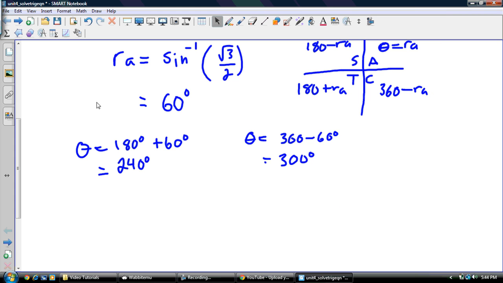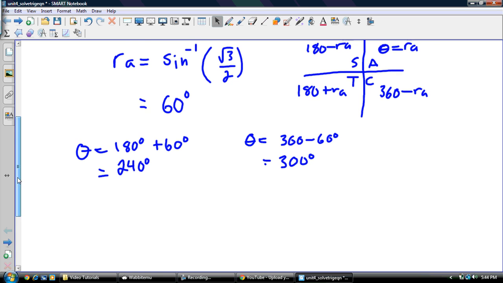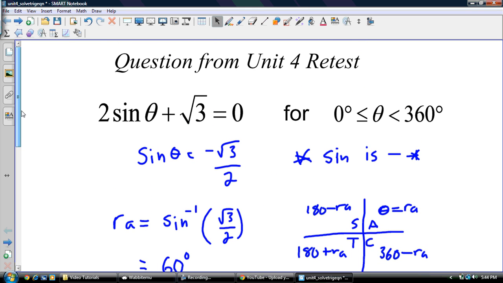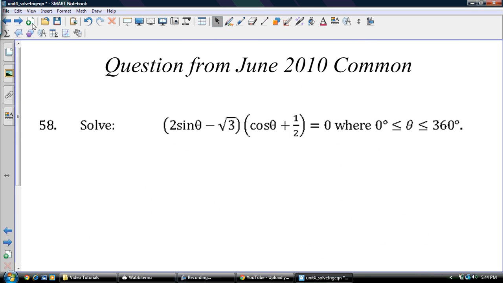If you remember on Friday, the last thing we were doing in class was solving one that looked like this.